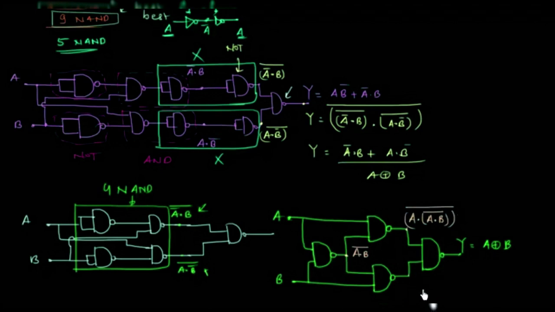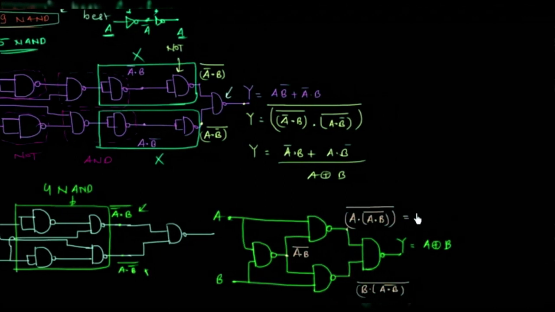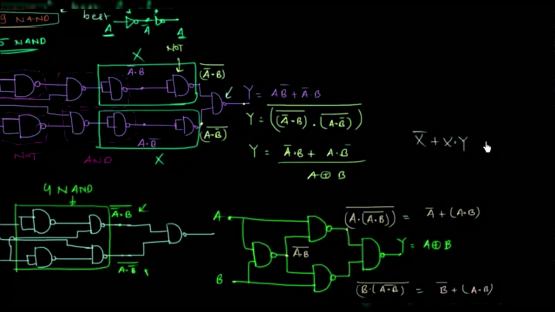In the same way, here we'll have this, and now we have to simplify this. So let's do this quickly. I will use De Morgan's law. A complement or A and B. Here we'll have B complement or A and B. And if you remember the Boolean algebra, I told you if we have X complement or X and Y, it is equal to X complement or Y.